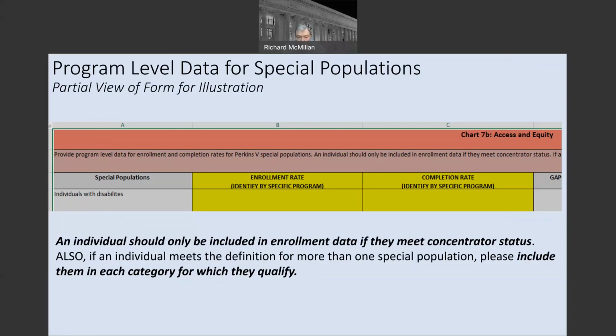Also, if an individual meets the definition for more than one special population, please include them in each category for which they qualify. So a student could be both homeless and an individual with disabilities, and you would count them in both categories.